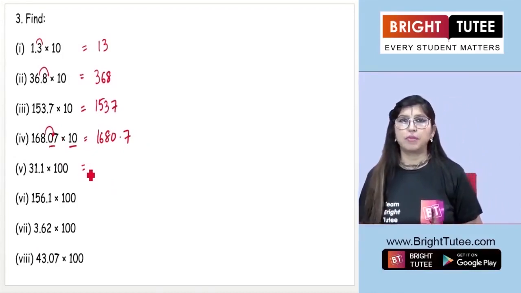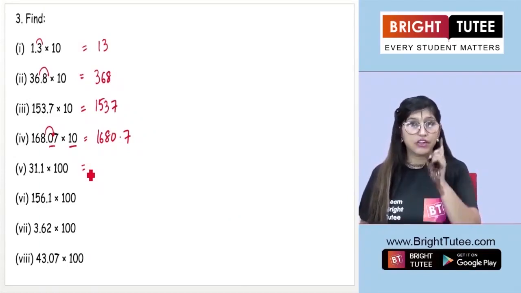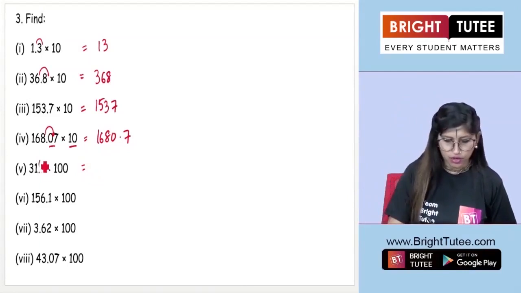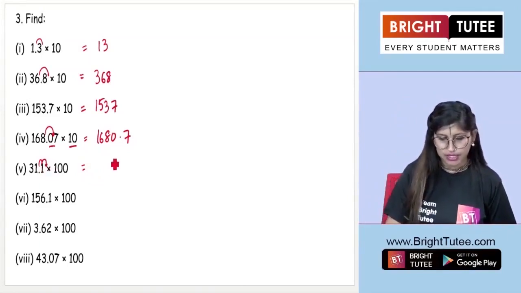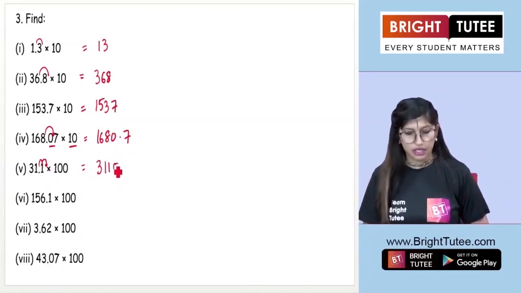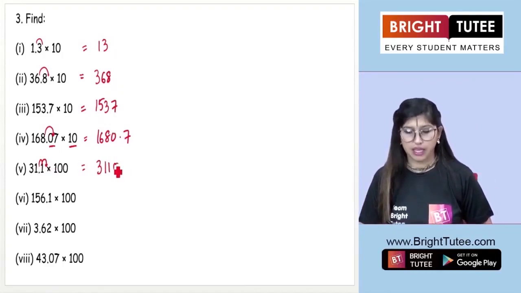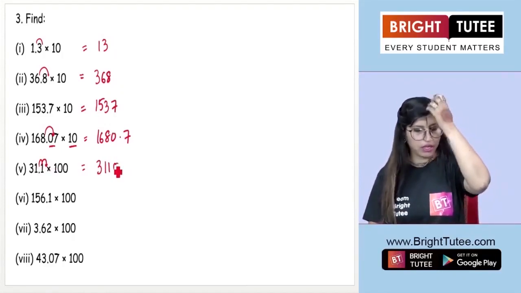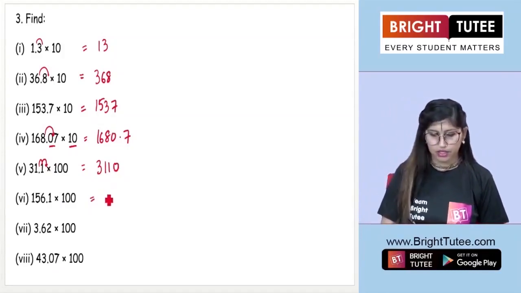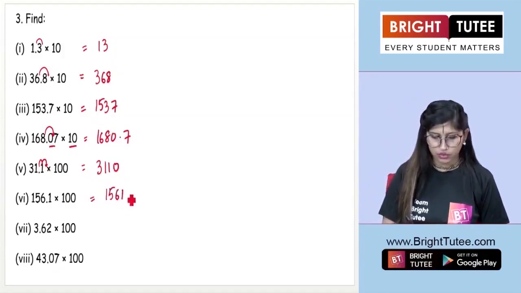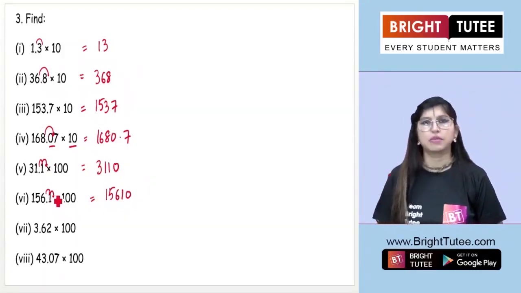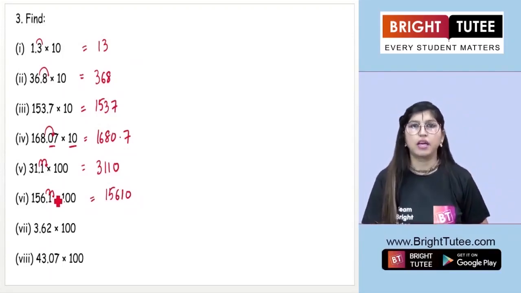Now we need to multiply it by 100. So what do we do? That's correct if you said that we'll be moving two places to the right. So we have one place and we need to move another place as well. So what do we write? 3110. Moving on to the sixth part. Again, we'll need to move two places to the right. So what do we get? We'll be getting 15610, as we have only one digit after the decimal point and we need to multiply it by 100.